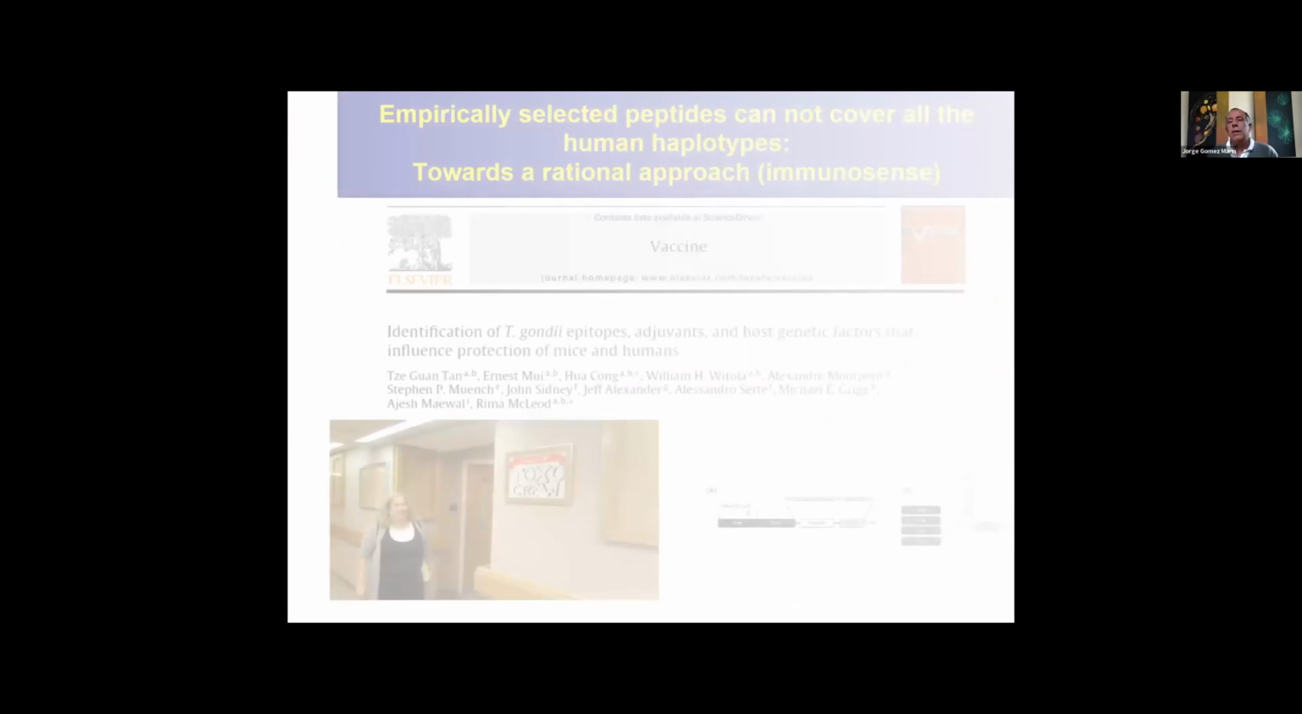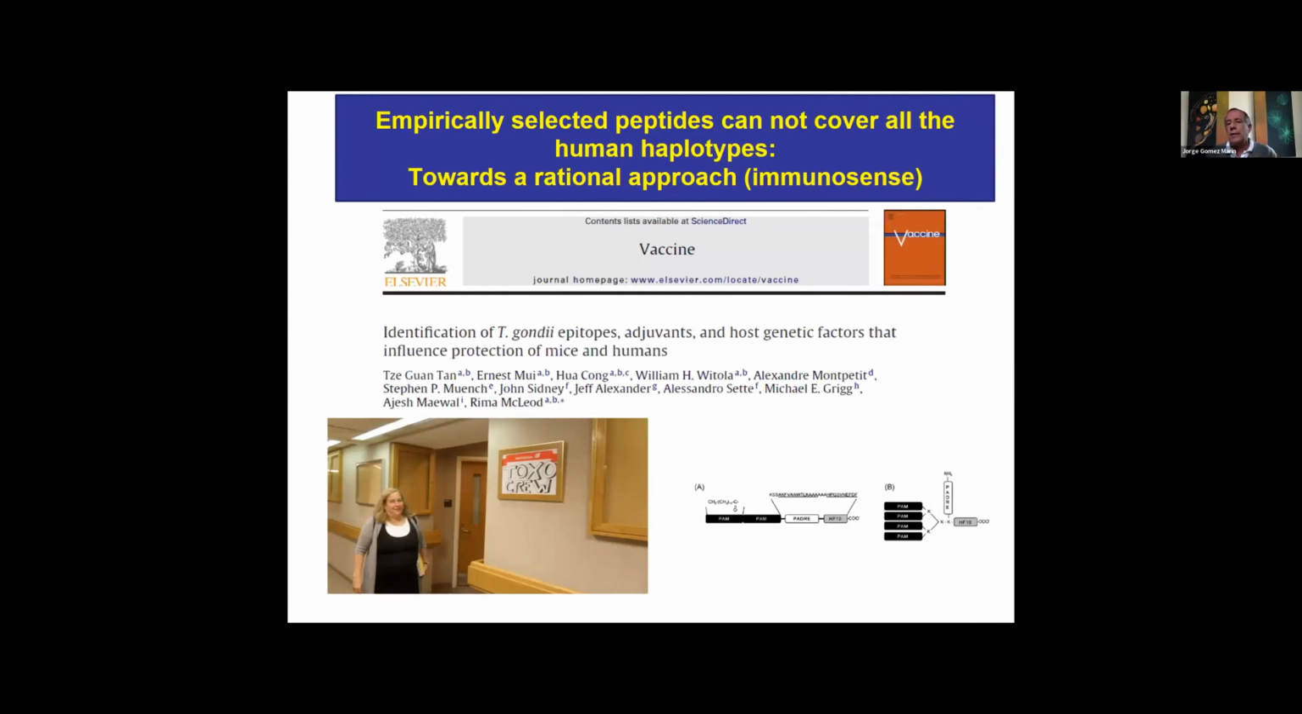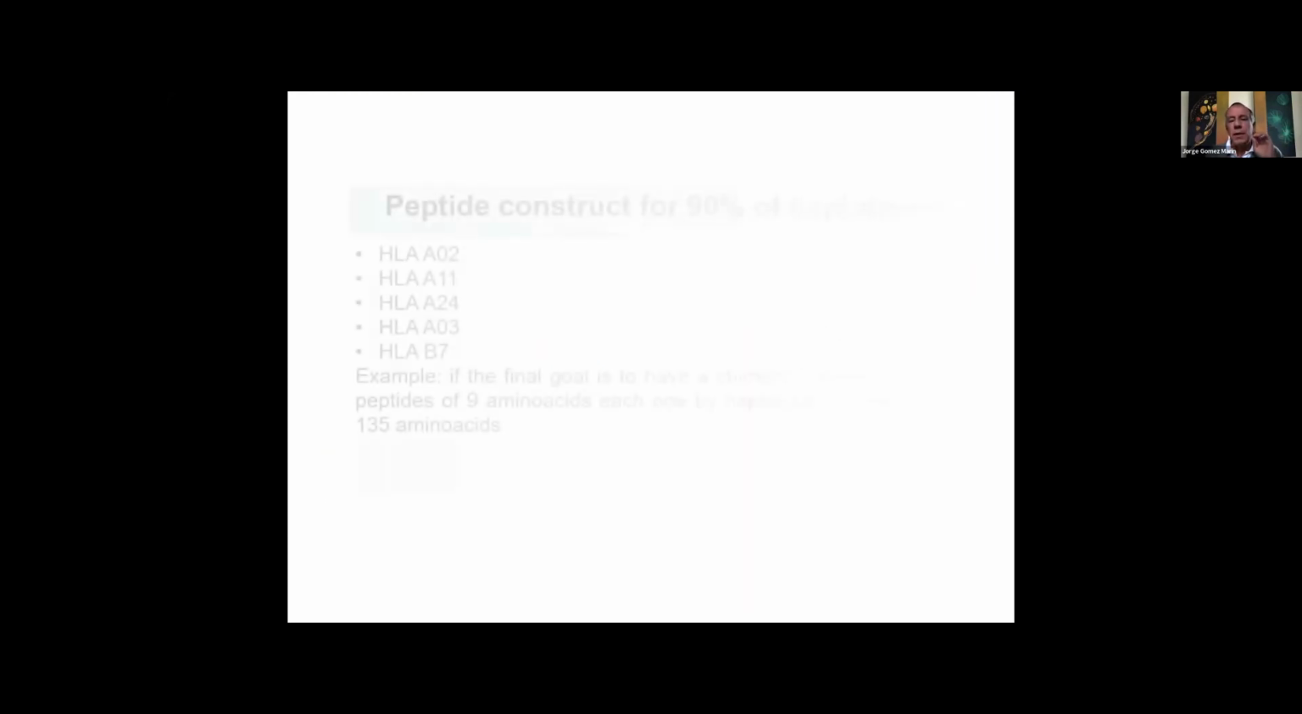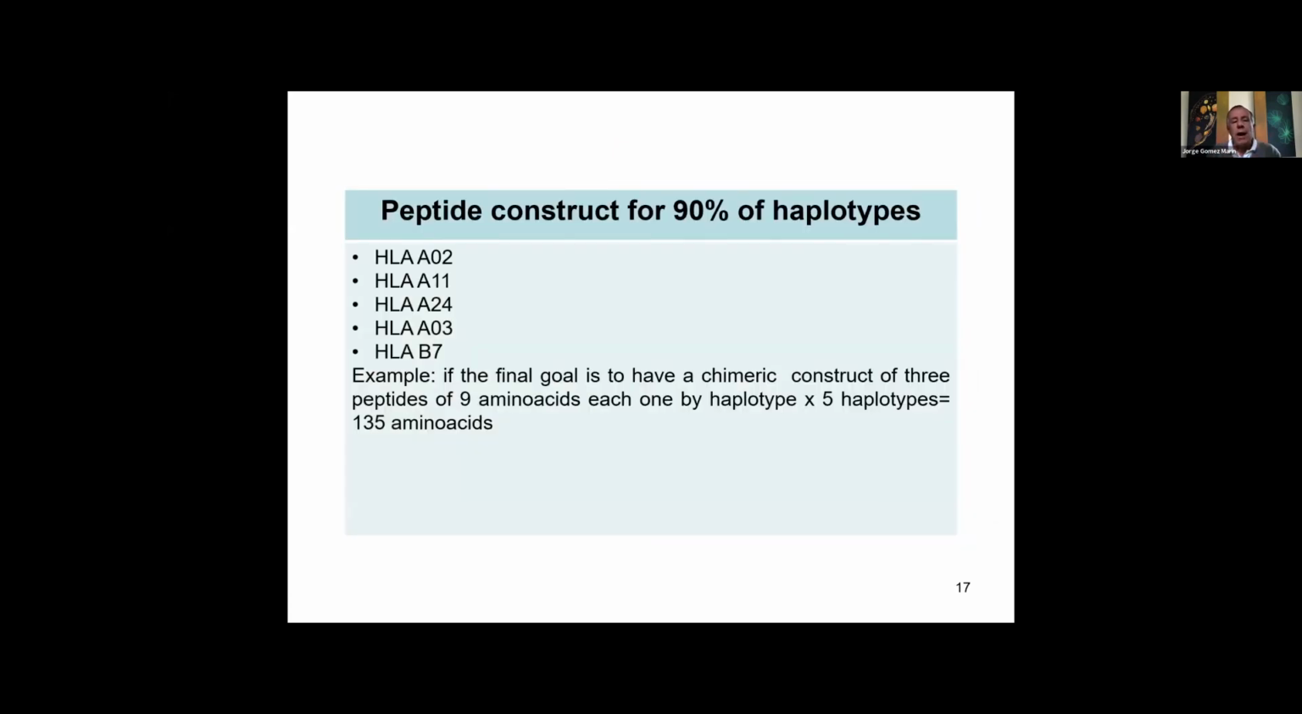Dr. Maleo in Chicago developed a strategy called immunosense, a rational approach, by selecting peptides that were identified for specific haplotypes. So we know now there are 5 super haplotypes. If you make a construct of peptides for each one of those haplotypes, you can reach 90% of the human population, according to what we know about the distribution of those haplotypes. So the problem is to construct a chimeric with a lot of peptides from different proteins that should be protective.